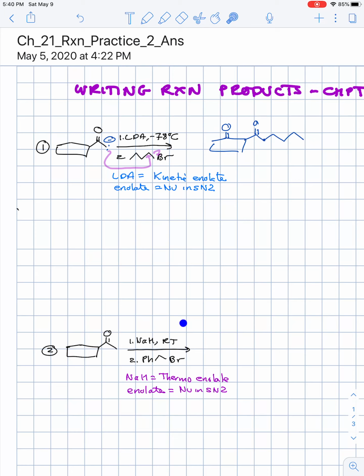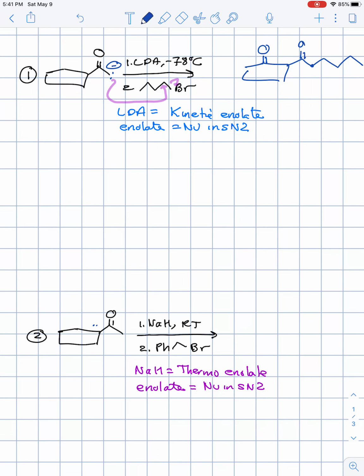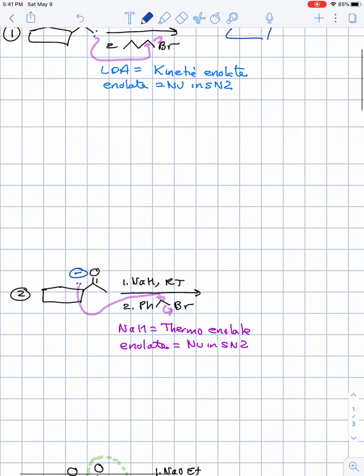And then we can contrast this with the next one, where instead of using LDA, we're using sodium hydride. Sodium hydride at room temperature is going to give you more of the thermodynamic enolate. And so that's going to be the more stable enolate as based on the double bond in the other resonance form. And so again, this is just going to act as a big nucleophile and attack that benzyl bromide, and the resulting compound that we're going to get out of this is this one.